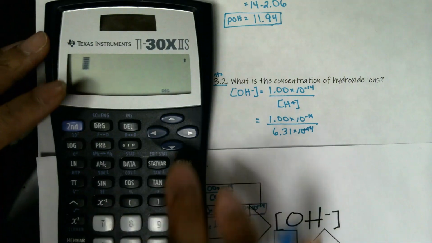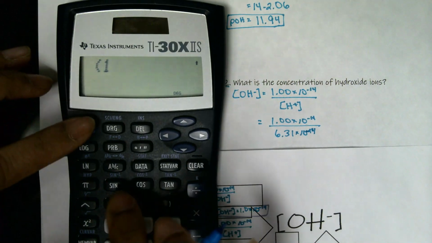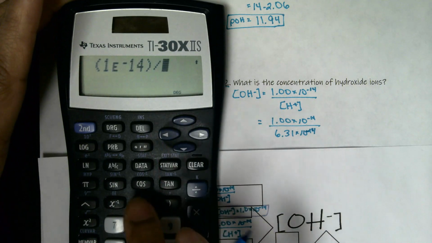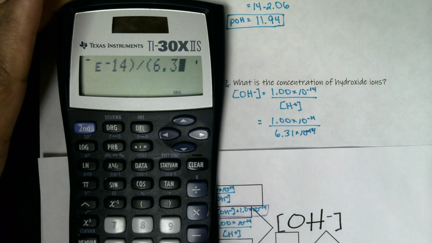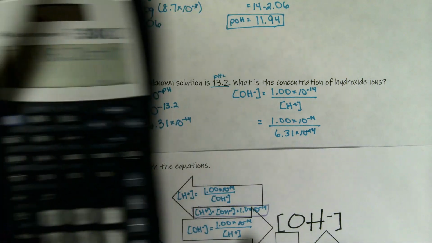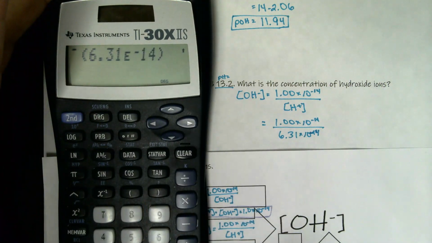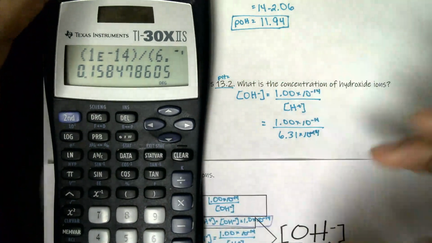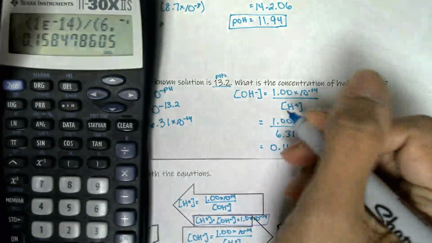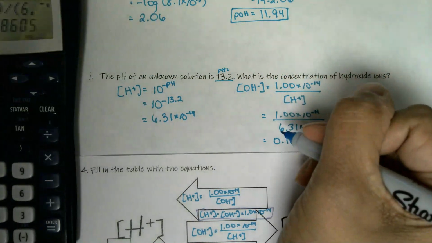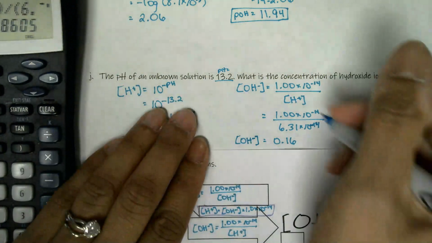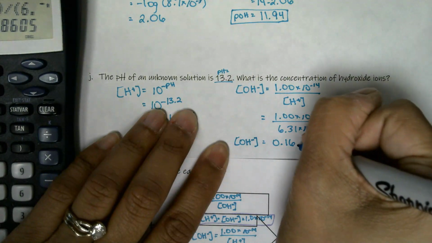Actually, let's put these in parentheses. Negative 14, close that out, divide that by 6.31 times 10 to the negative 14. I can't read my handwriting, I think that's negative 14. Sure, we're going with it. And then our OH minus concentration is equal to this, 0.16, and because it is a concentration, molarity is our unit.